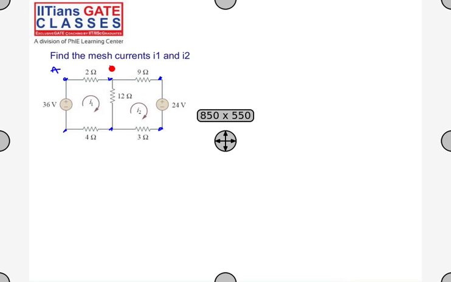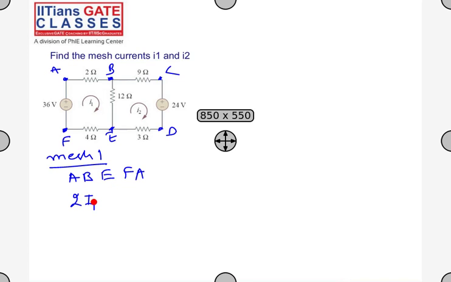A, B, C, D, E, and F. So mesh 1, what is mesh 1? A, B, E, F, and A. Starting with A, I'm going through A, B, E, F, and again back to A. This is mesh 1. So what should I do? I should write all the voltages in terms of mesh currents. So the voltage drop across this 2 ohm resistor will be 2 into I1.